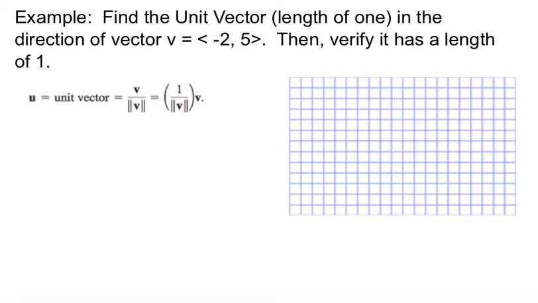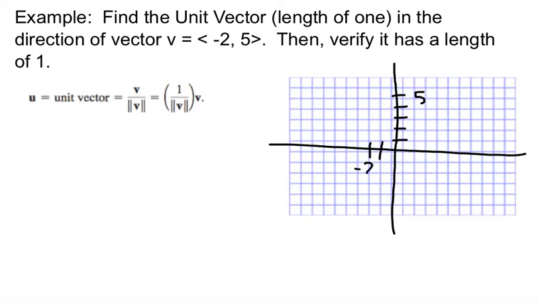So I'll just graph this vector. We're -2 and then up 5. We'll start at origin, left 2, up 5, initial point, heading off to terminal point. So this is our vector v in component form graphed out. And we want to shrink it down in the same direction so that it's a length of 1. So somewhere down in here, we want to find that vector.